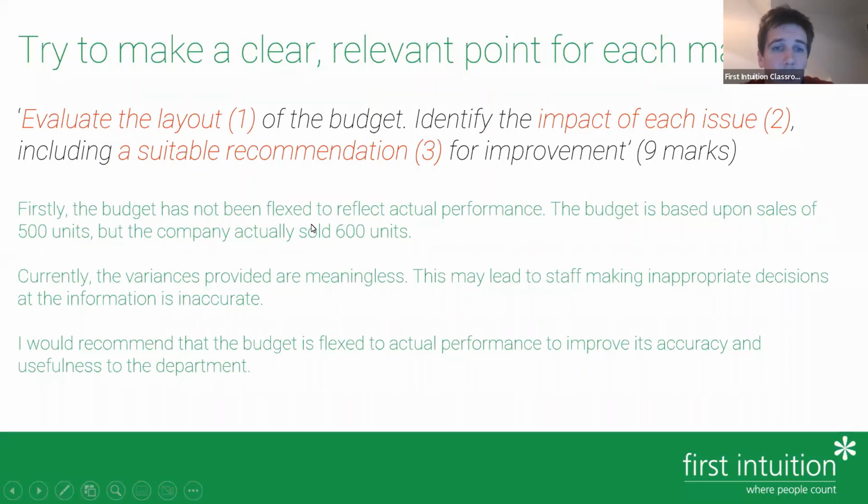Yeah, it's very likely if you sold 600 units and your budget's written on 500, that you're likely to have a lot of favourable variances in this instance because you sold more units. And we know that what you're effectively doing there is comparing chalk with cheese. You need to bring the budget in line through that flexing process. And as a result, at the moment, the variances just don't mean anything.